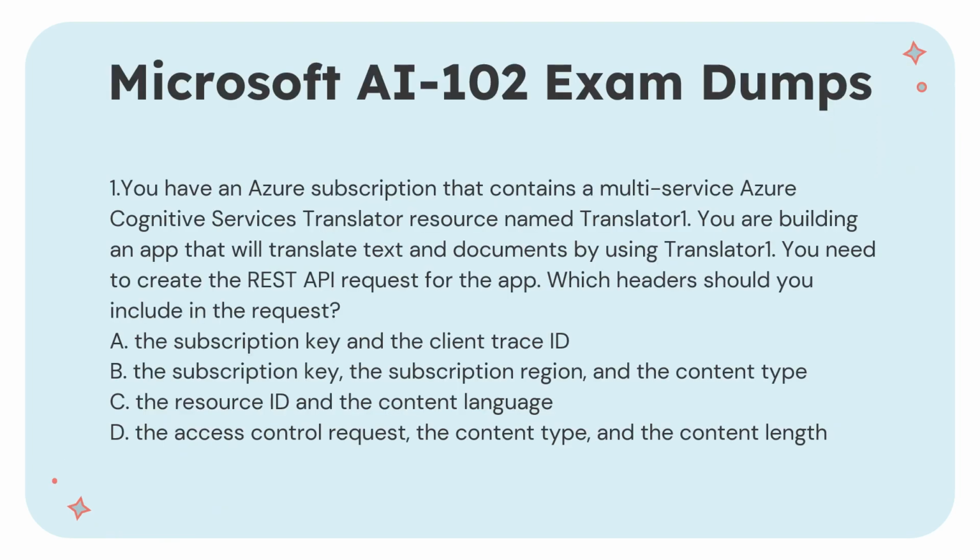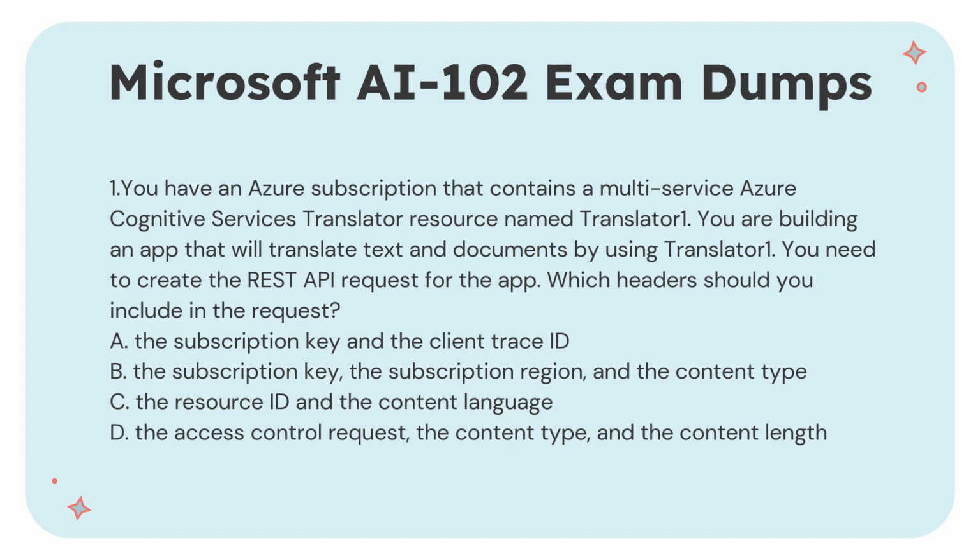1. You have an Azure subscription that contains a multi-service Azure Cognitive Services translator resource named Translator 1. You are building an app that will translate text and documents by using Translator 1. You need to create the REST API request for the app. Which headers should you include in the request?